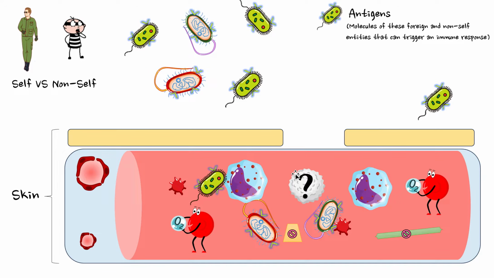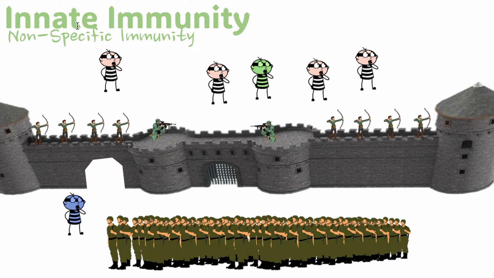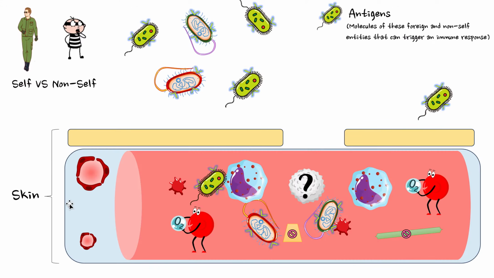Okay, so remember I just said, in the innate immunity, no matter who it is, as long as they're foreign, as long as they're not your own cells, they're going to kill them. It's the same thing here. So as soon as your cells realize these antigens, they're just going to kill them. Now, which cell does that?